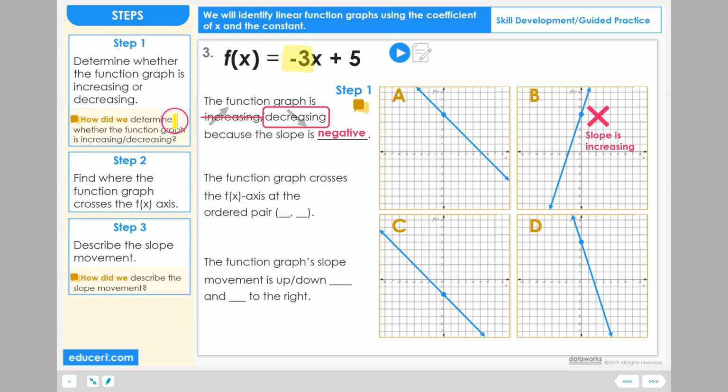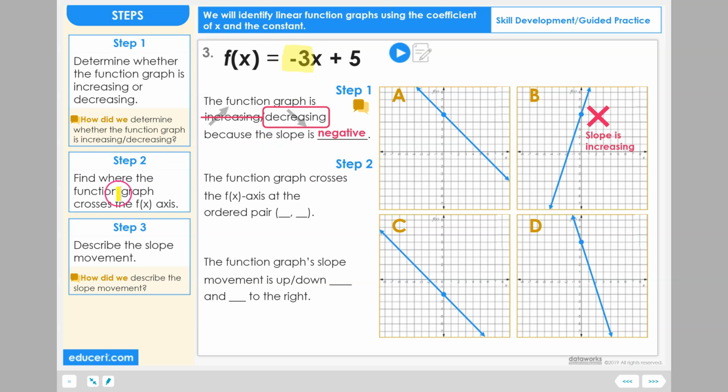How did we determine whether the function graph is increasing or decreasing? We determined that the function graph was decreasing because it has a negative coefficient of x value.